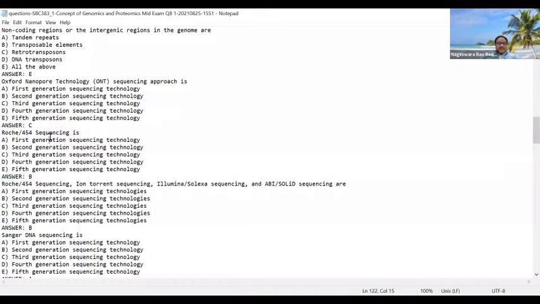Okay, next one. Gopi Krishna, the question is again to you. Roche 454 sequencing, Ion Torrent sequencing, Illumina Solexa sequencing, and ABI SOLiD sequencing are dash generation technologies. First, second, third, fourth, or fifth? Second generation sequencing. Okay, all these are second generation sequencing technologies.